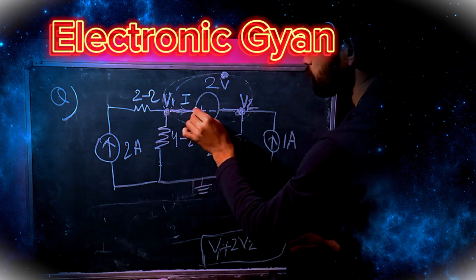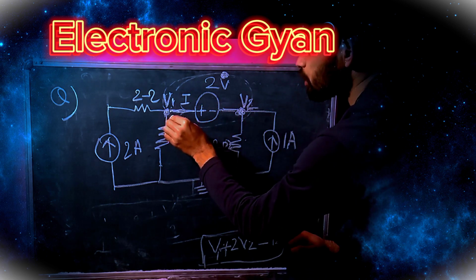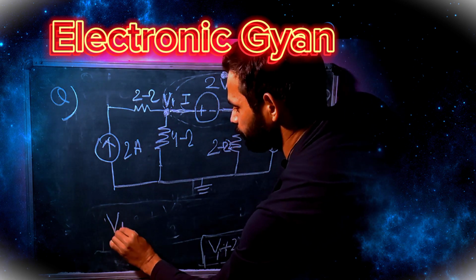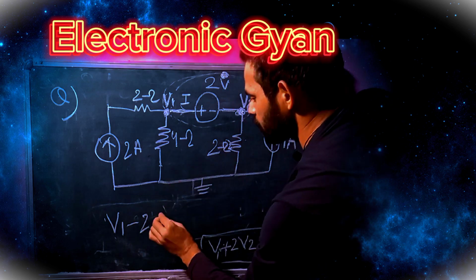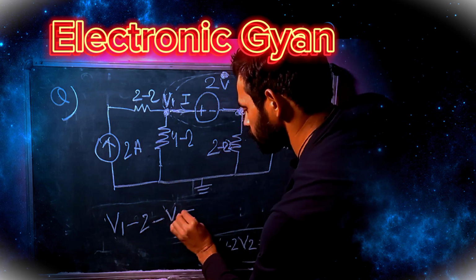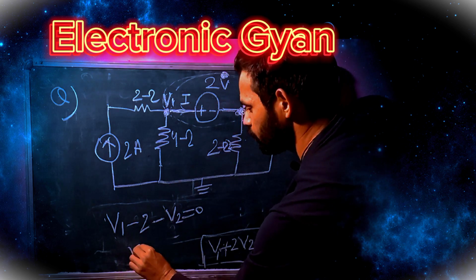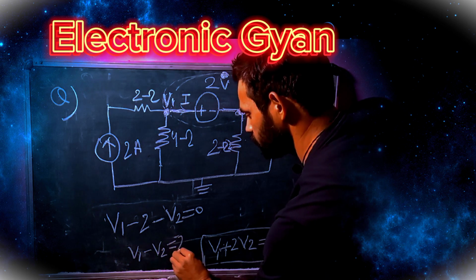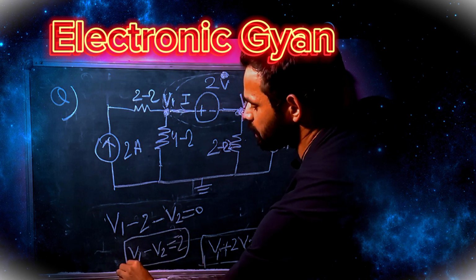This is my V1. This is 2 volt. This is V2. Now we are going to apply KVL from this terminal to this terminal. So that is V1 minus 2 minus V2 is equal to 0. Okay, so V1 minus V2 is equal to 2. So this is my other equation.